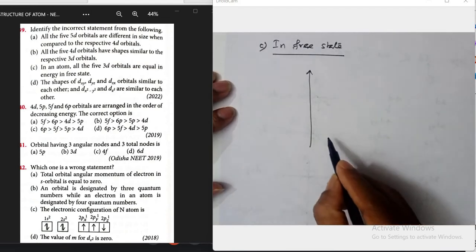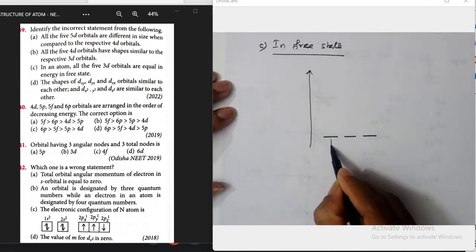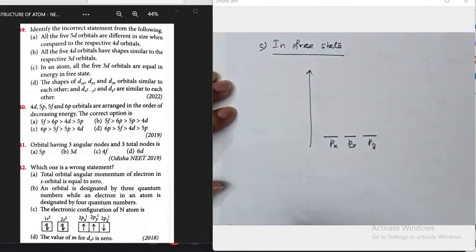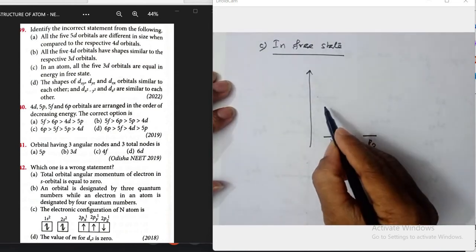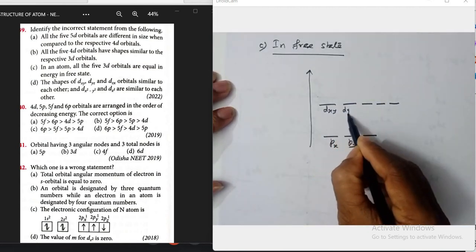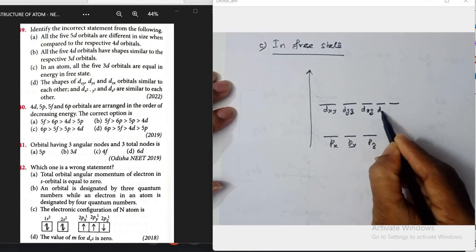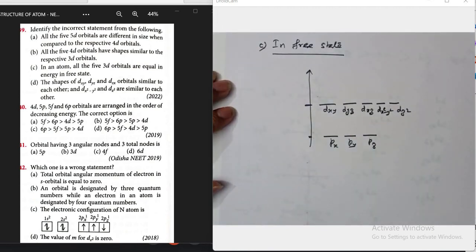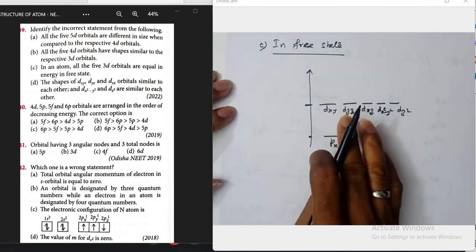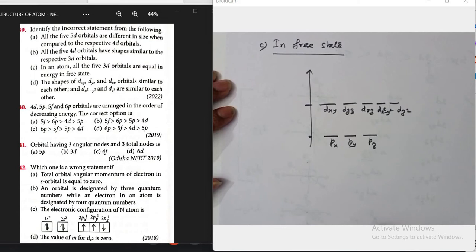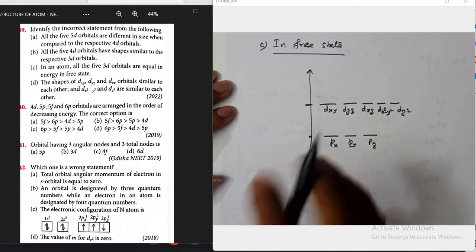In free state, remember, suppose we take a p subshell, it has 3 orbitals. All the 3 orbitals have equal energy in free state. In free state, all the d orbitals, dxy, dyz, dxz, dx square minus y square, and dz square, all the 5 orbitals have the same energy. In a subshell, all the orbitals have the same energy in free state. So that's the point you should keep in mind. Take down, option C is also a correct statement.